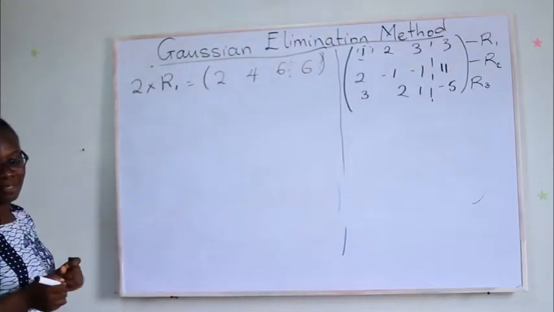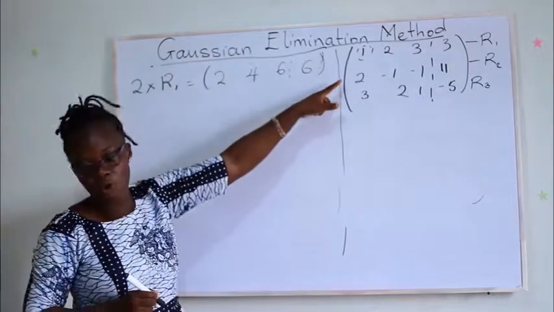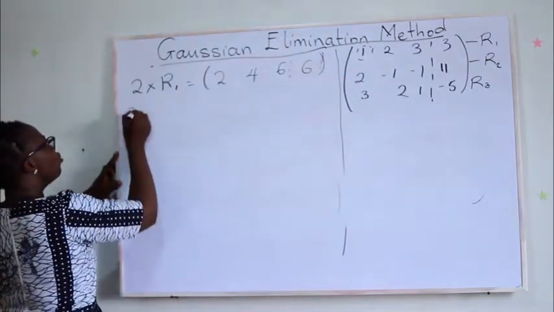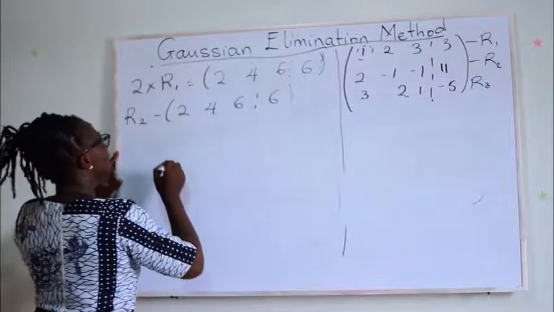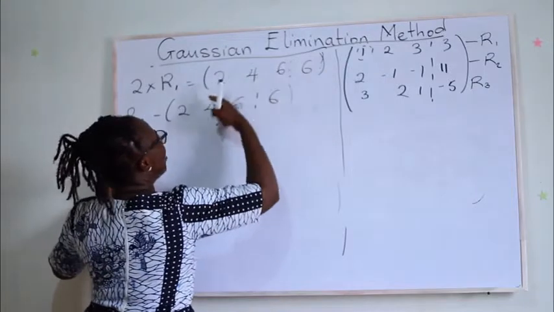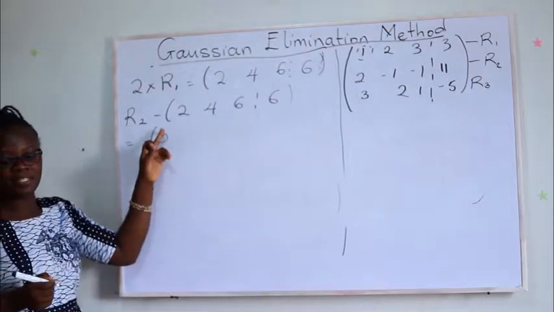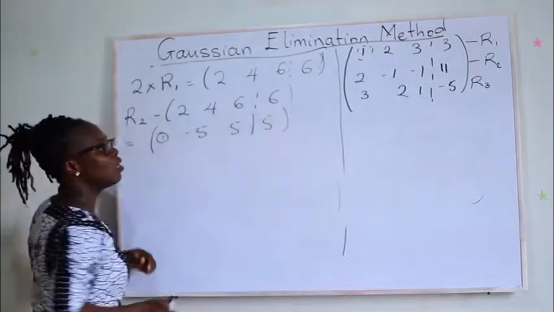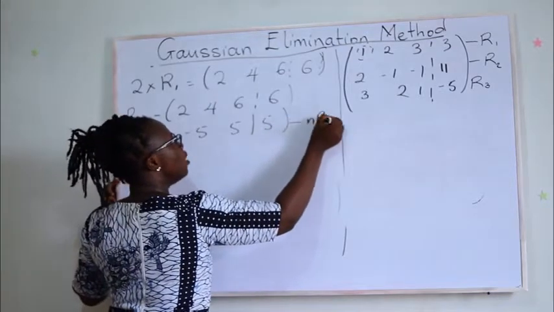Then I can subtract the result from row what? Row 2. I can subtract the result from row 2. So I have row 2 minus 2, 4, 6, 6. If you subtract, what do you get? You realize that you are going to have what? If you subtract 2 minus 2, so I have 0. Okay, then the next number is going to be what? Minus 5, 5, then what? 5. So then, our new matrix, this becomes what? Our new row 2.